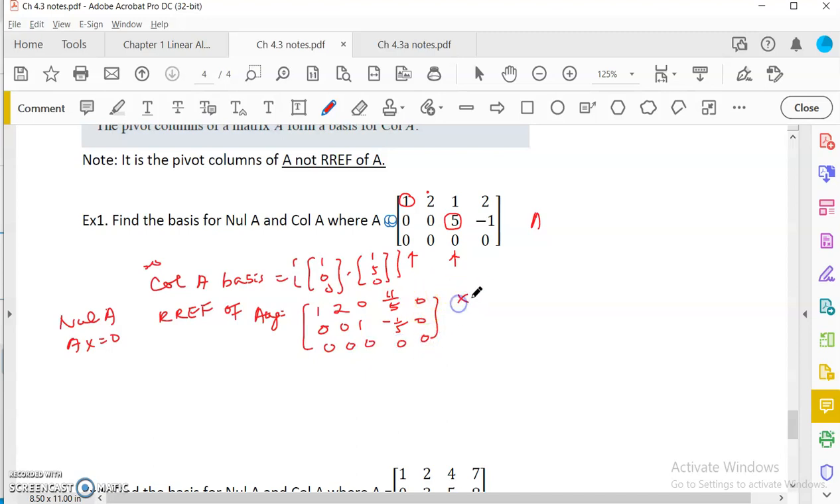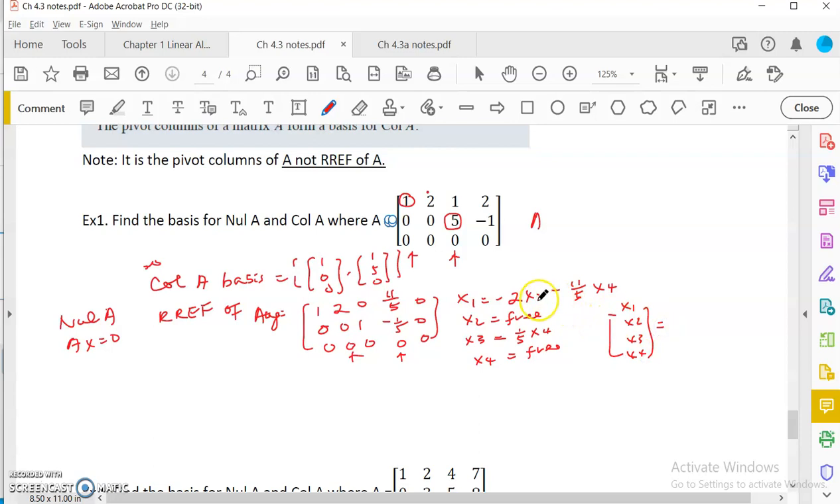So you can tell that x2 is free, x4 is free. x1 is negative 2 x2 minus 11 over 5 x4. x2 is free. x3 is 1/5 x4, and x4 is free. Right? So if that is the case, what is x1, x2, x3, x4? Just remember to do null A.